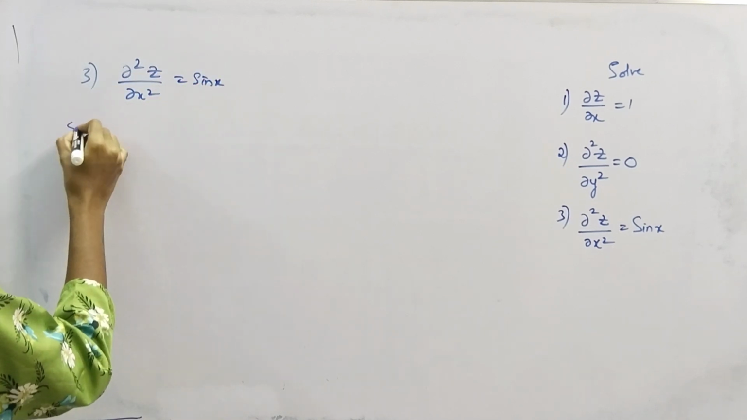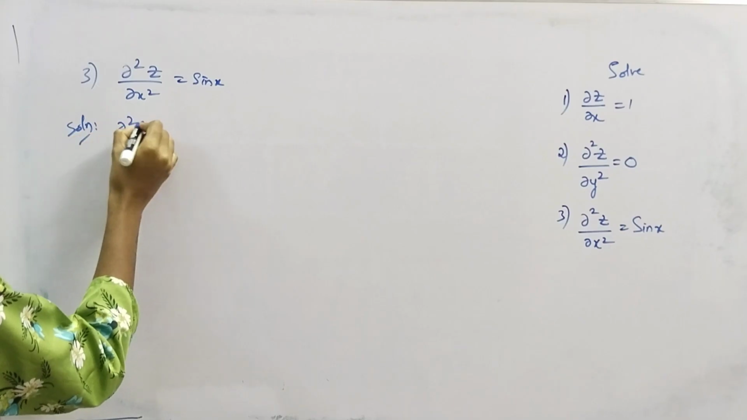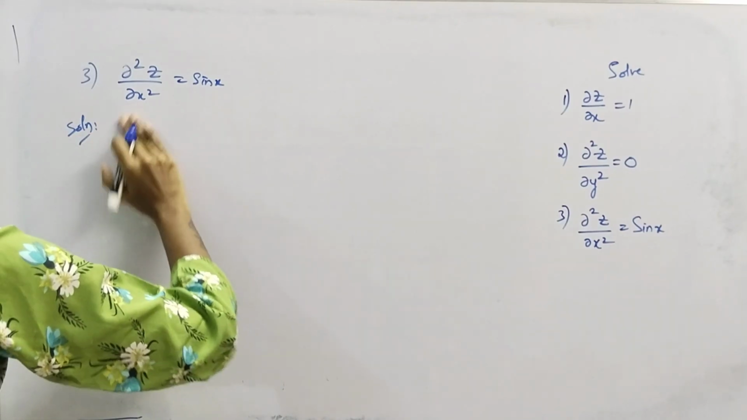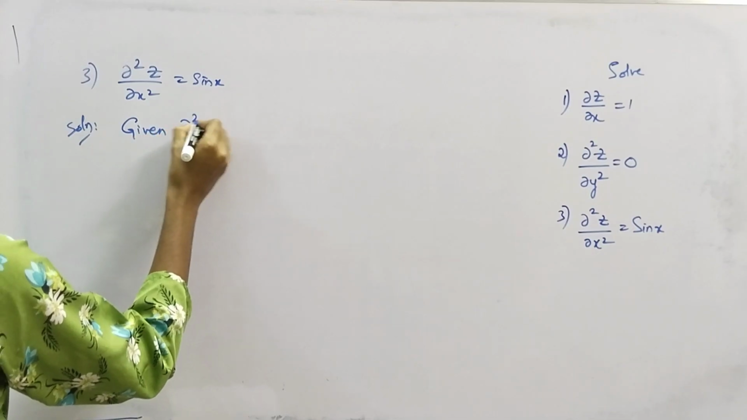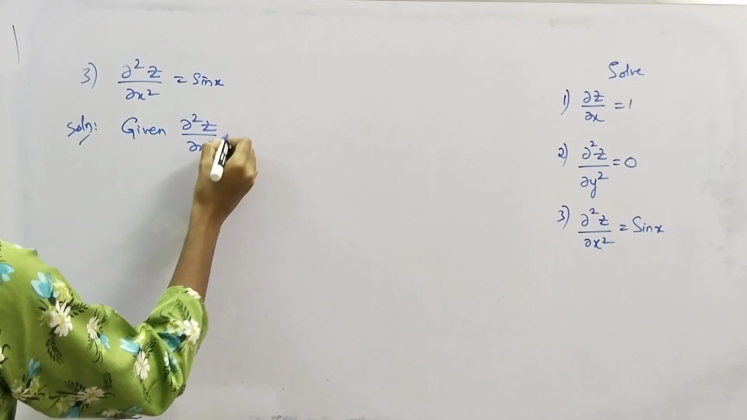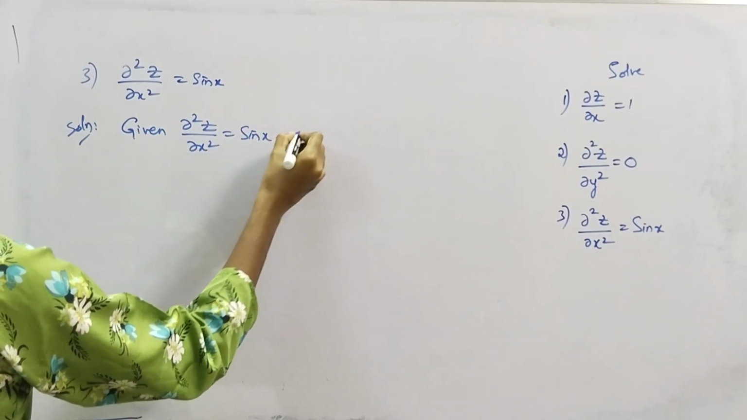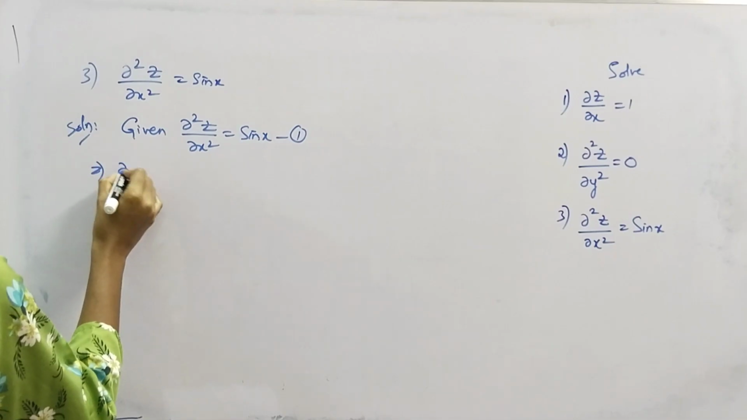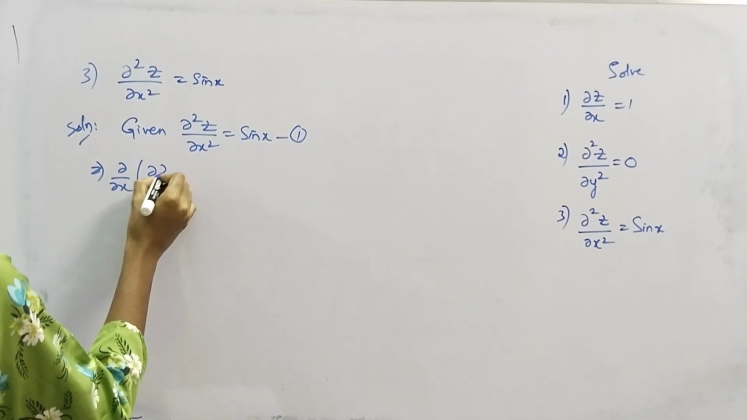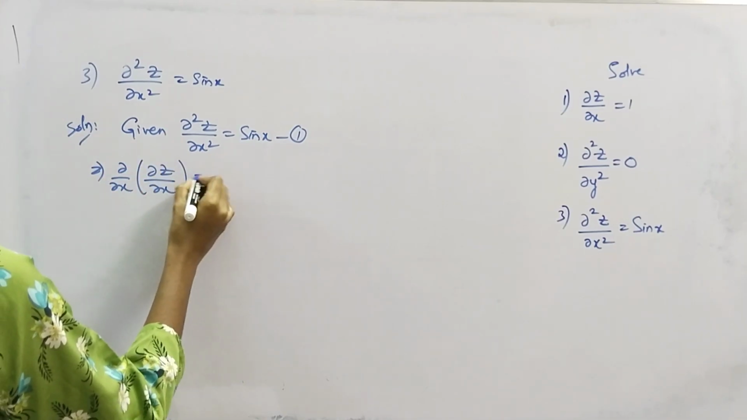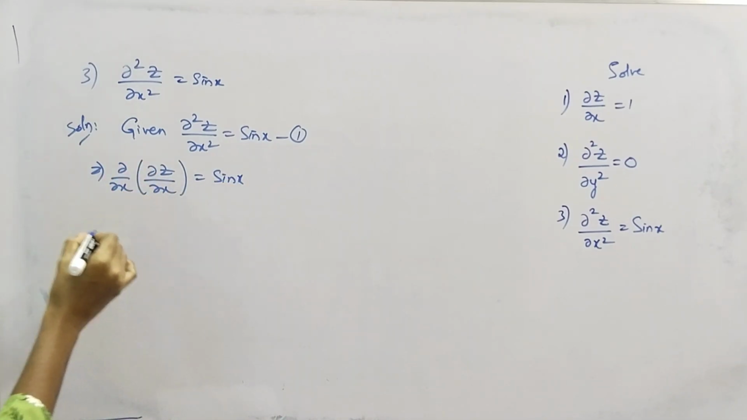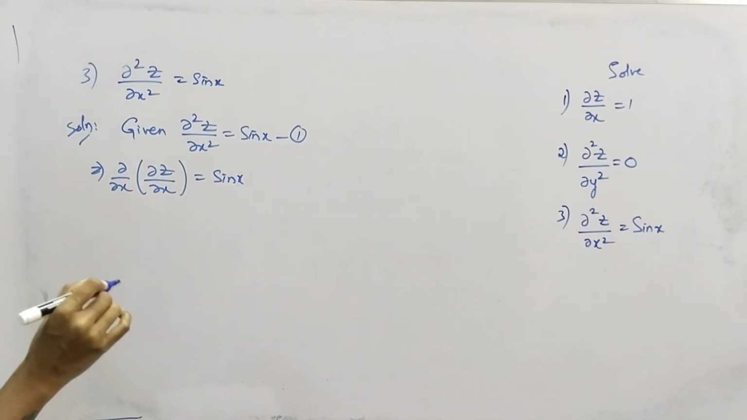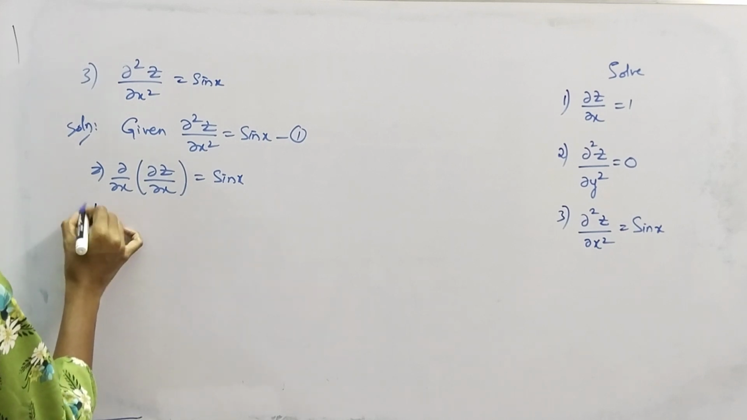We can write this as, given ∂²z by ∂x² equal to sin x, consider it as equation number 1. Now we'll write this as ∂ by ∂x of ∂z by ∂x equal to sin x. First you're having ∂ by ∂x, so we'll integrate partially with respect to x, treating y as constant.